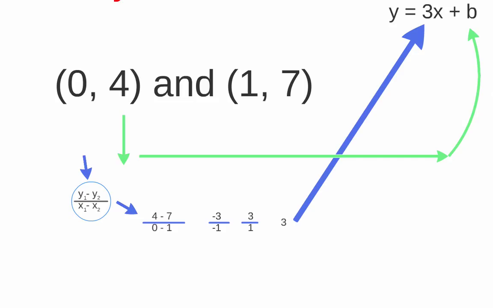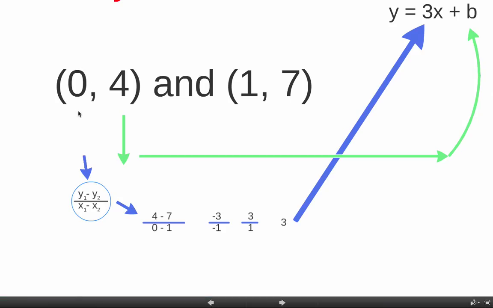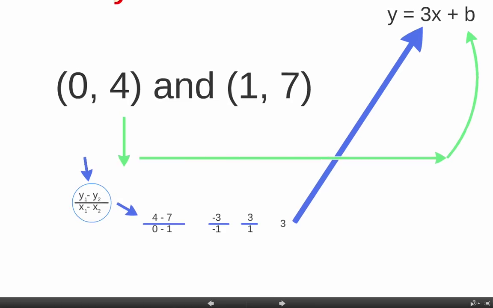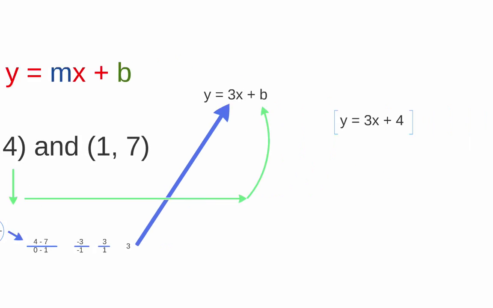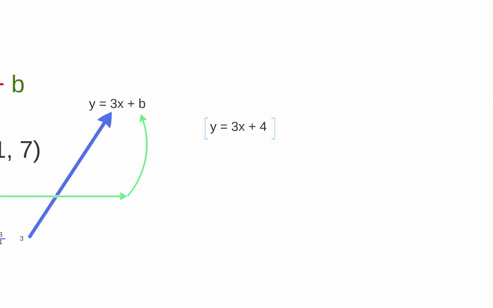Now the next one we have to find is the y-intercept. And in this one it's really simple. The whole point was, what is y when x is 0? Well, if we look at our first coordinate, x is 0, y is 4. We don't have to do any math right there. If you follow this green arrow, all we do is get rid of the b and just replace it with that 4. Final answer, y equals 3x plus 4.